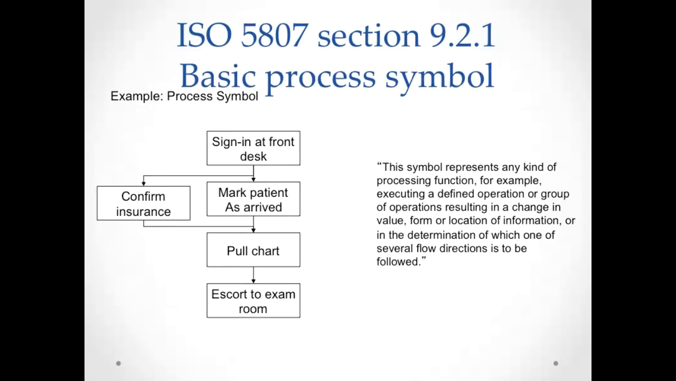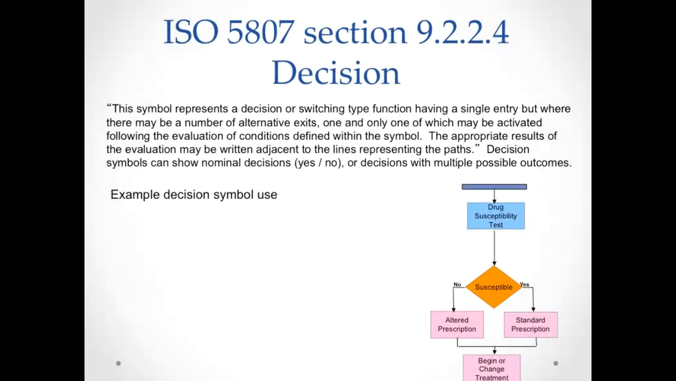Basic process symbols, we had some in the last slide, but we have them here too. Steps in the process that are done by humans or machines are shown, like signing in at the front desk, marking the patient arrived, confirming insurance, pulling a chart, escorting into the exam room. All of those are tasks or steps in the process that are done. So in other words, they should begin with a verb in the box.